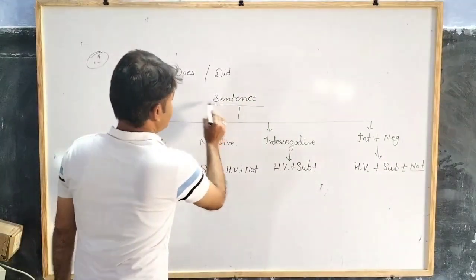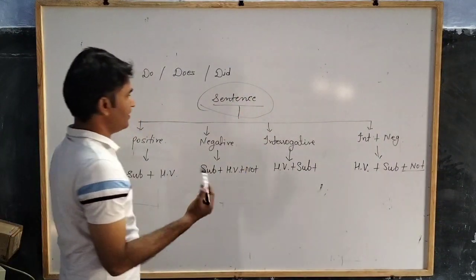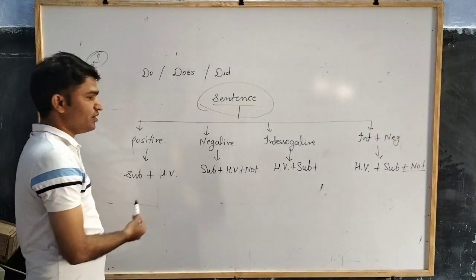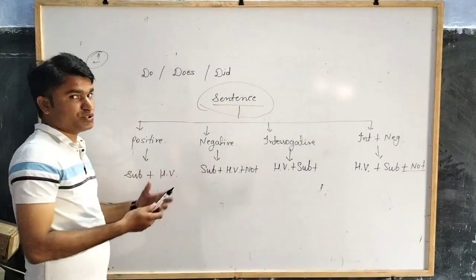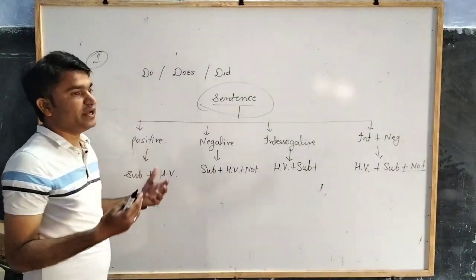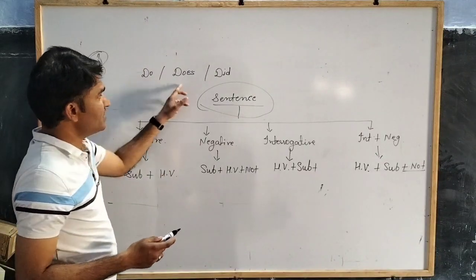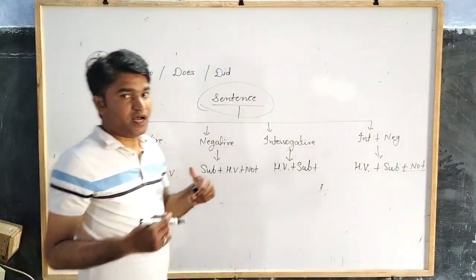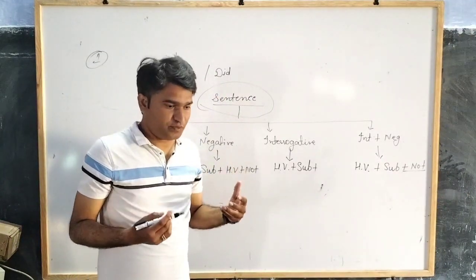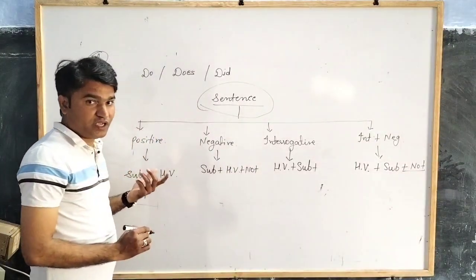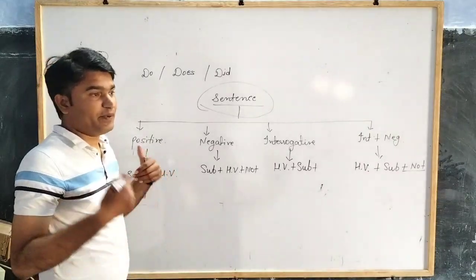Okay. Why am I first teaching you sentences? Because you need to know the position of do, does, and did in sentences. So remember one thing: do, does, and did are a different kind of helping verbs because we can use them in positive sentences, and also with not. It depends on ourselves.